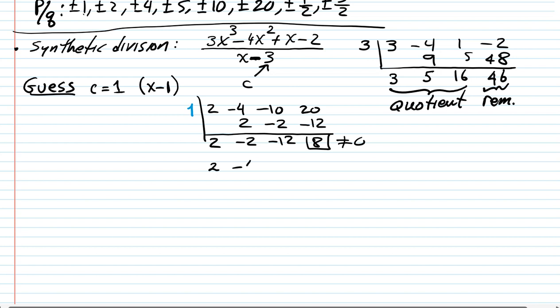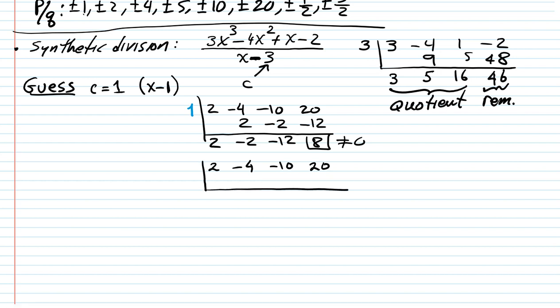This is the first row of the synthetic division table. And this time I'm dividing by x minus 2. In other words, my c is 2 now, right? C is 2. So I'm thinking 2 is a real solution. It is in the list after all, right? Let's try 2. Bring down the 2, and multiply 2 by 2, 4.